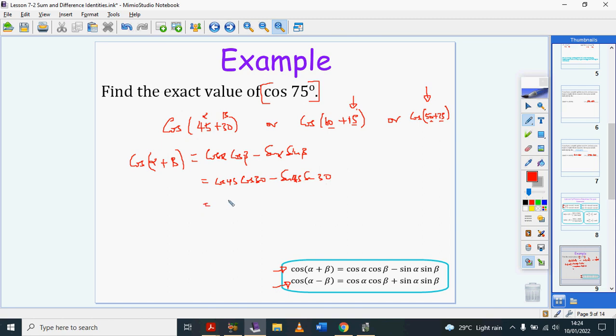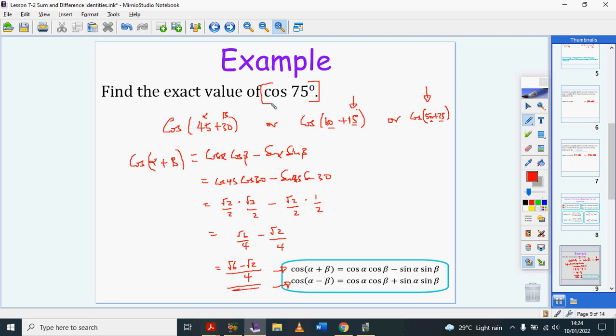Now remember, cosine 45 is root 2 over 2. Cosine 30 is root 3 over 2. I hope you guys remember this from last semester. The sine of 45 is root 2 over 2, and the sine of 30 is simply a half. So when I simplify all these, I'll have root 6 over 4 minus root 2 over 4, which becomes root 6 minus root 2, all divided by 4.